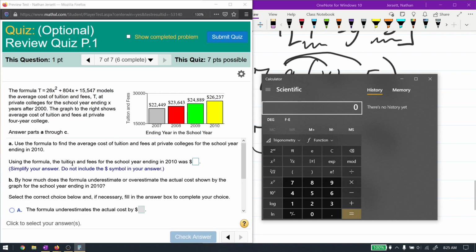So all I'm doing is I'm plugging 10 in for x. So we have 26 times 10 squared. That's this first part, 26 times 10 squared. And then plus 804 times 10. And then plus 15,547. And this should be the same thing as this with 10 plugged in. And it looks to be that way. We get 26,187.